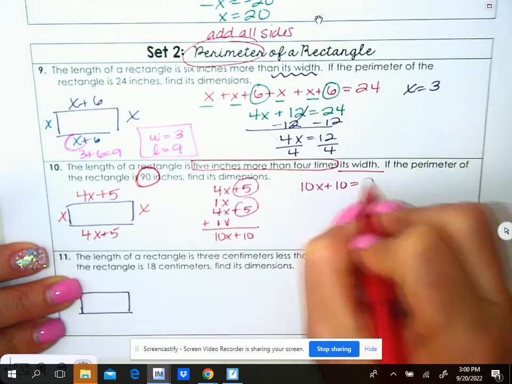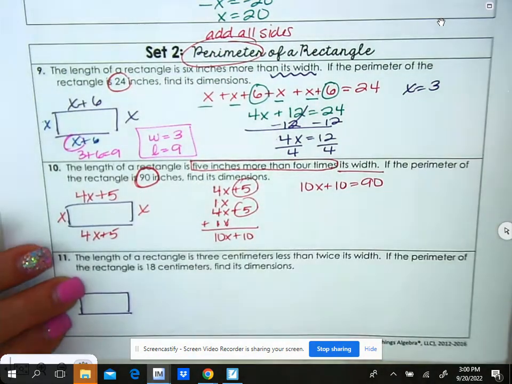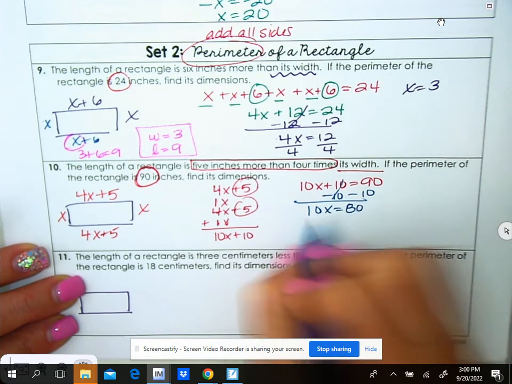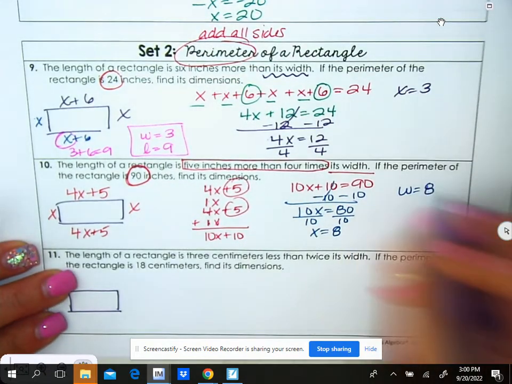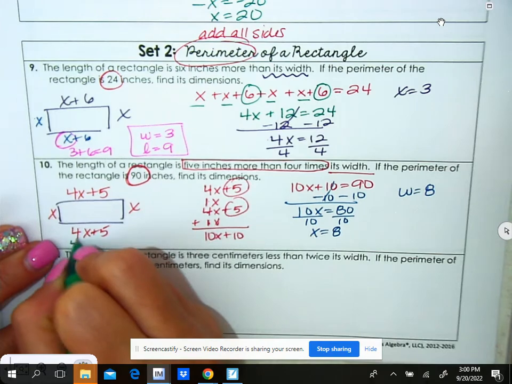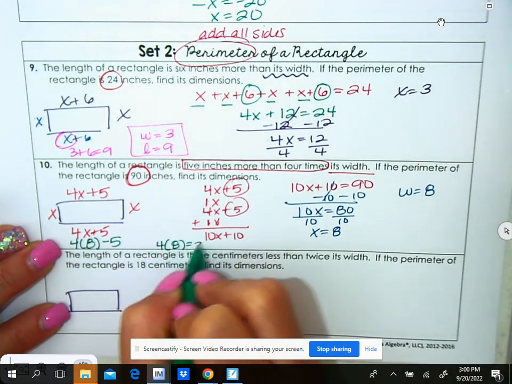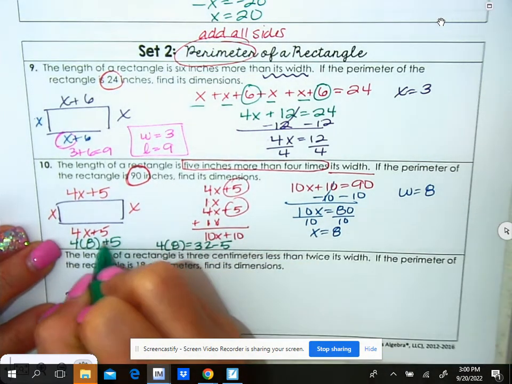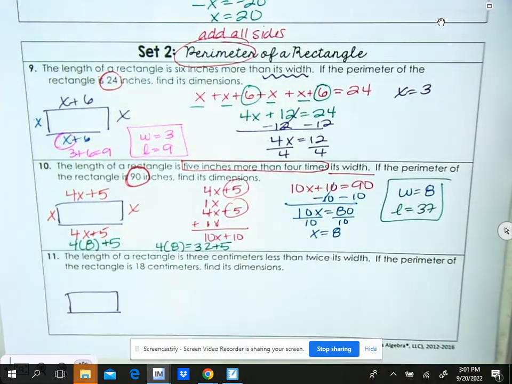So I have 10x plus 10 is going to equal, and it tells you what it equals in the problem again. This one was 24, this one down here is 90. And we're going to solve. So x is 8, which is our width. And then we plug in 4 times 8 plus 5. 4 times 8 is 32, plus 5, sorry, plus 5, is 37. So our width was 8 and our length was 37.